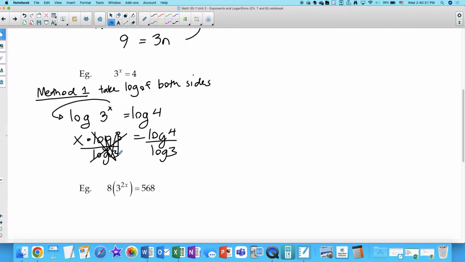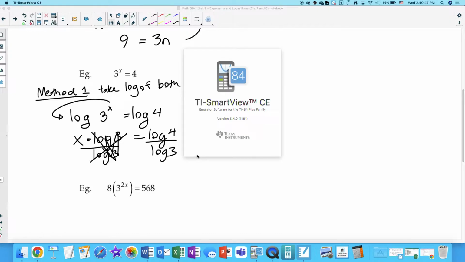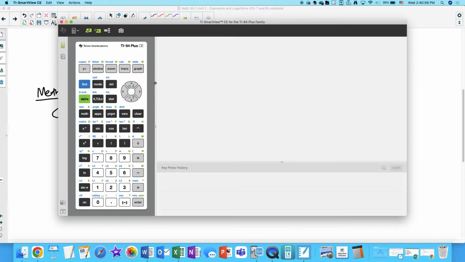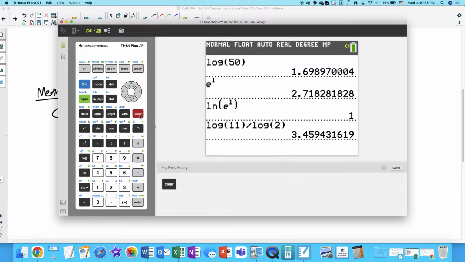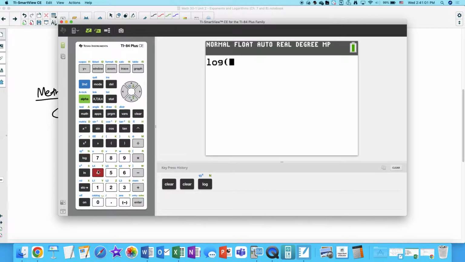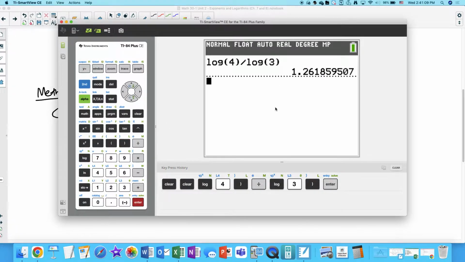This, by the way, is not the same as log of 4 over 3. They're very different. Now, you could put this into your calculator and get a decimal approximation. That would be the same decimal approximation that you would get if you solved this graphically: y1 equals 3 to the x, y2 equals 4, get the x value of the intersection point. But this is an algebraic solution. So if I go log 4 divided by log 3, that's about 1.26.